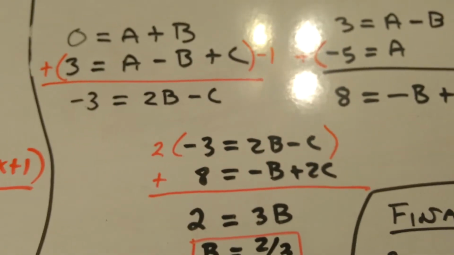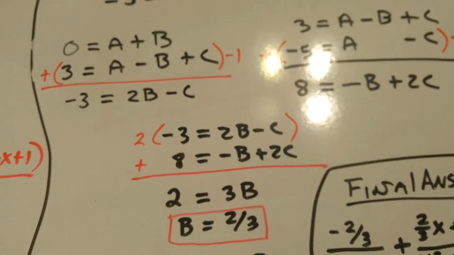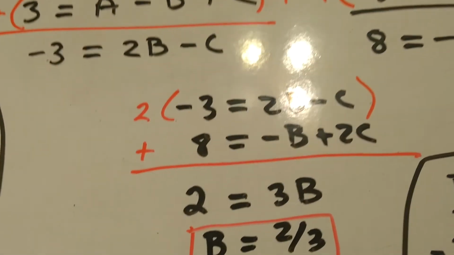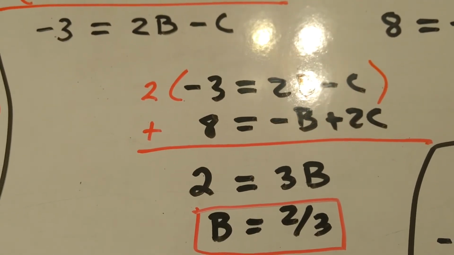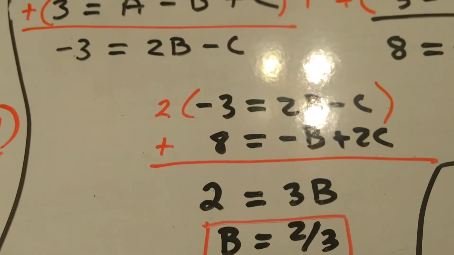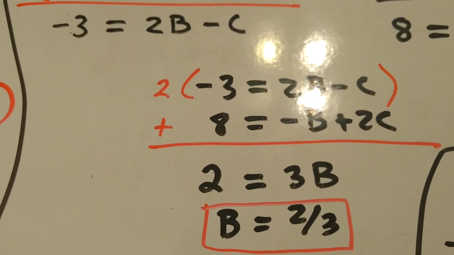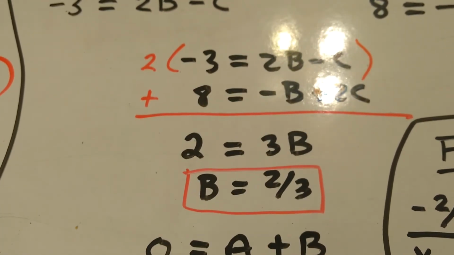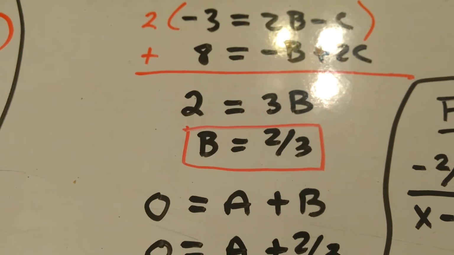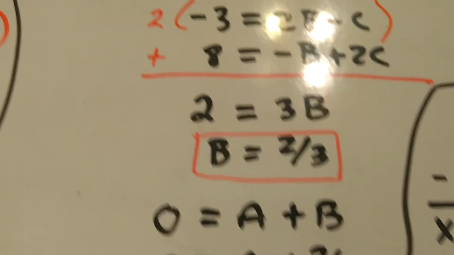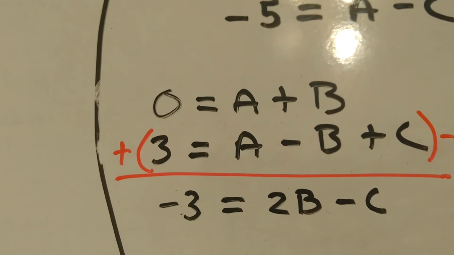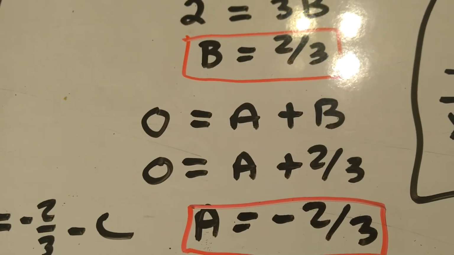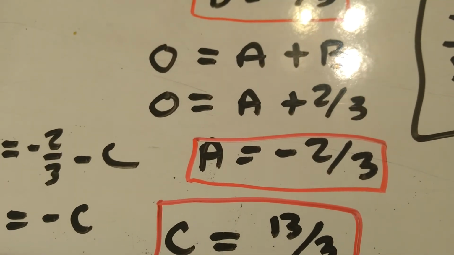So now I have two equations in two variables. I bring those two equations together, multiply the negative 3 plus 2B minus C by 2, so I'm going to get rid of the C's. When I add them together, I get 2 equals 3B, so B is 2/3. Now I can take this original equation, 0 equals A plus B. I can put 2/3 in for B, subtract it over, and I find out A is negative 2/3.